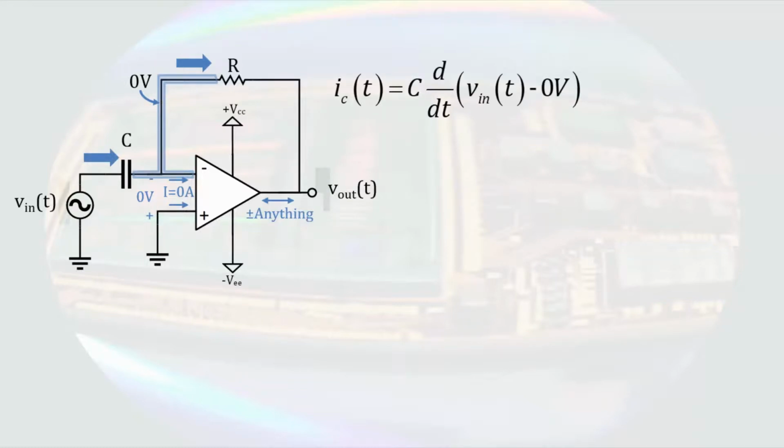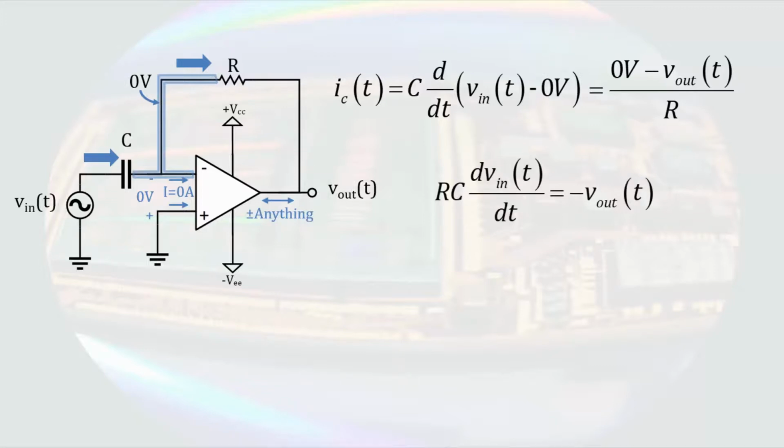The current through a capacitor is equal to the capacitance times the derivative of the voltage across the capacitor. In this case, the voltage across the capacitor is the input voltage minus the 0 volts of the inverting terminal of the operational amplifier. So the current entering the node is the capacitance times the derivative of the voltage. The current leaving the node through the resistor can be written as 0 volts minus the output voltage divided by the resistor. Multiplying through by the resistance and eliminating the zeros gives us this.